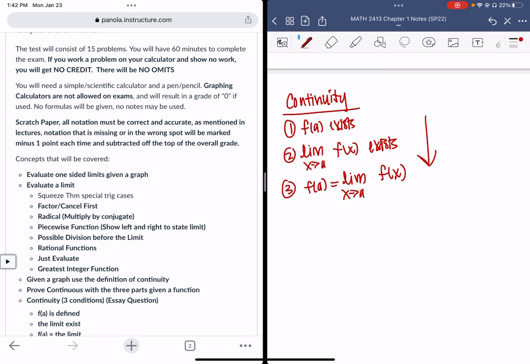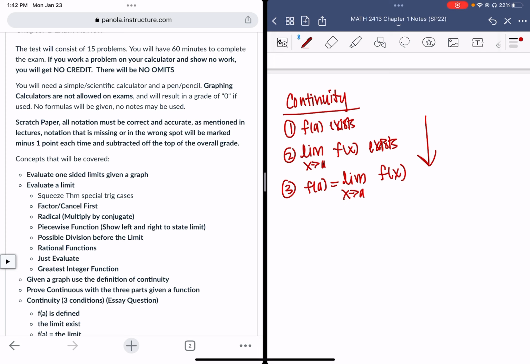F of a exists, say you get 4. The limit exists, you get 4. Number 3, you need to walk through that step and say, well, since f of a is 4 and the limit as x approaches a of f of x equals 4, therefore this function is continuous at, and state all those. It will be given in a sense of what you've seen on the homework, but it'll also be given in a sense of what you saw in the lecture when we had to go through and prove all 3 steps in an essay type situation.